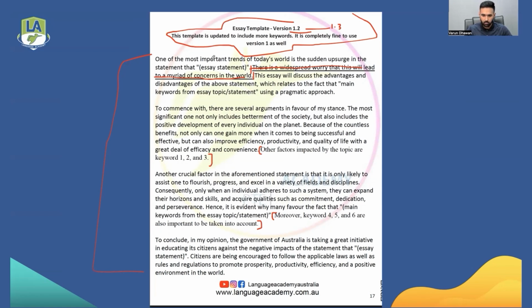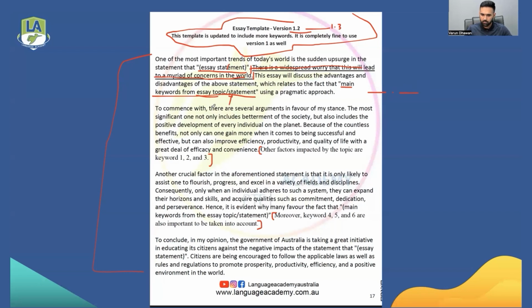So you start, one of the most important trends of today's world is the sudden upsurge in the statement that... Over here, you write the whole statement. If the essay topic is 2 statements, you just write the first statement over here. This essay will discuss the advantages and disadvantages of the above statement, which relates to the fact that over here you write the statement again. If the statement is single and it's too long, you can just write the main essay topic. If there are 2 statements, first statement you have written here, second statement you write there.